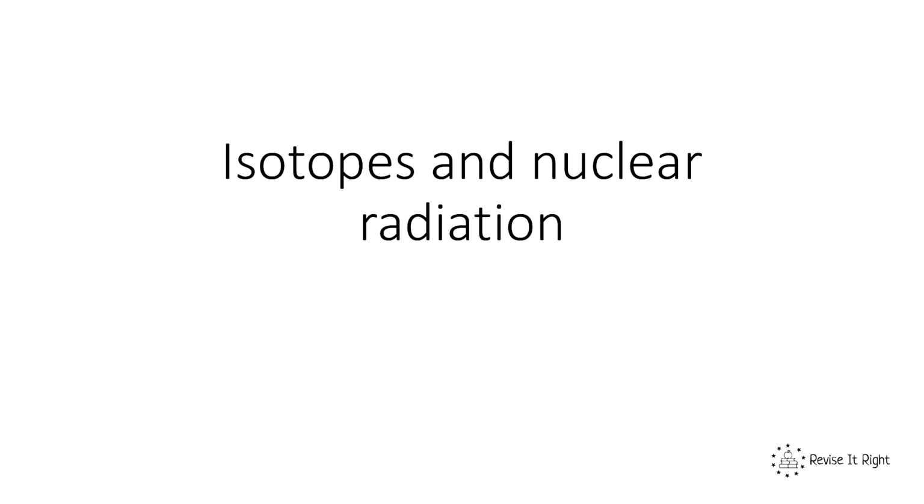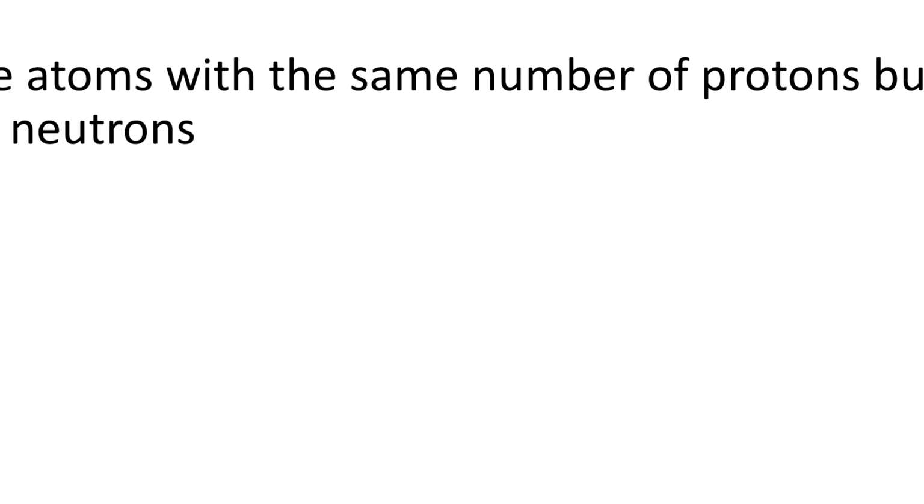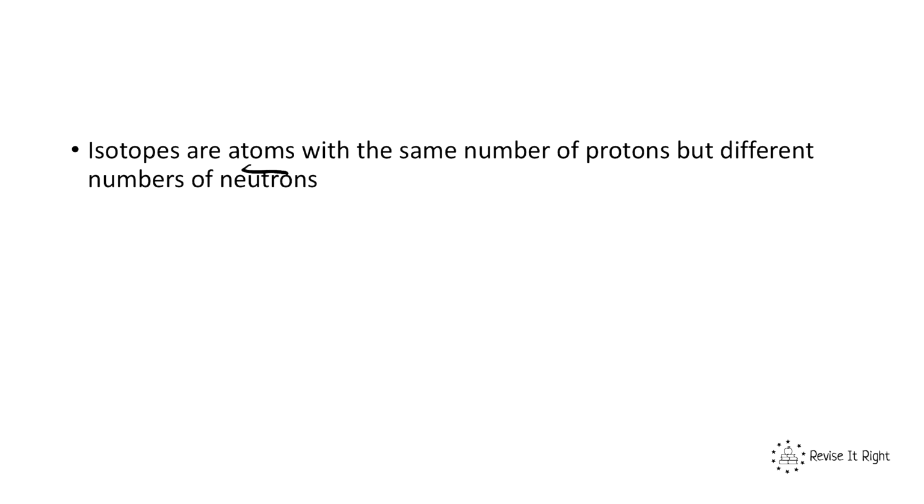This video is about isotopes and nuclear radiation. Now, isotopes are atoms with the same number of protons but a different number of neutrons. Okay, so let me give you an example of what we mean by an isotope. Now, a very common isotope is carbon. So you have carbon-12 and carbon-13.